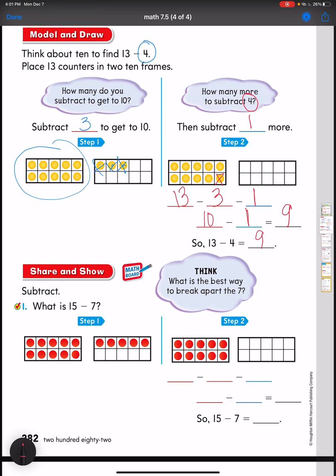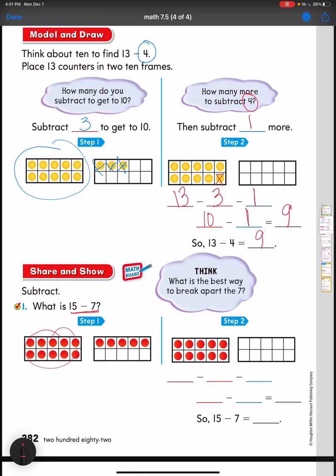All right, let's look at number 1 down here. We're going to work this problem the same way. So it tells us to think, what is the best way to break apart the 7? So look at our problem. We're subtracting. What is 15 minus 7? So notice how I have 15 counters. 10, 11, 12, 13, 14, 15.